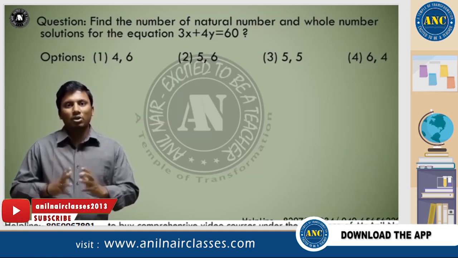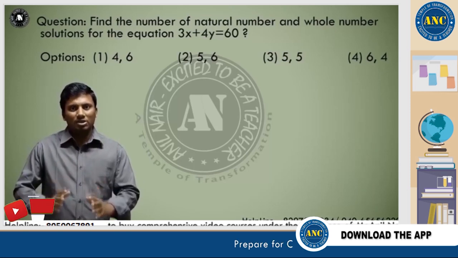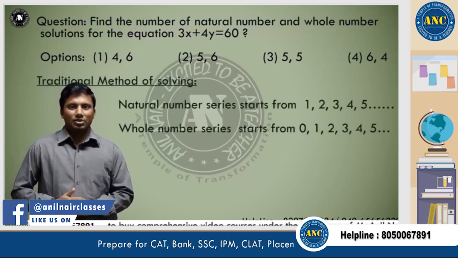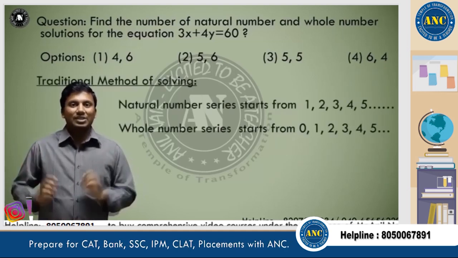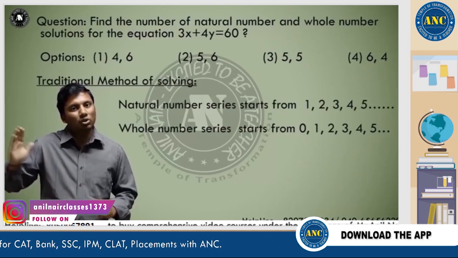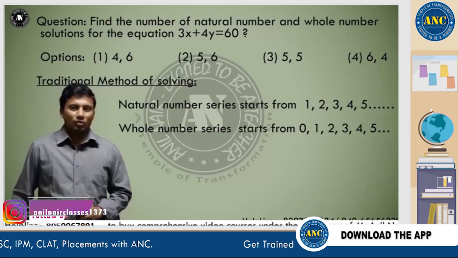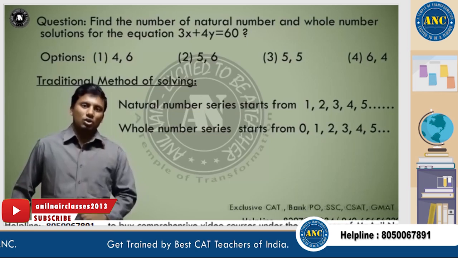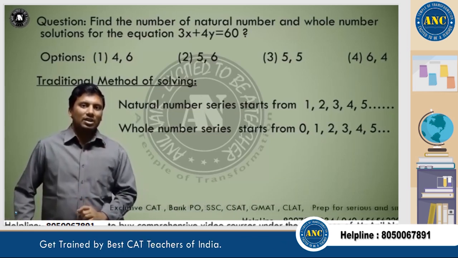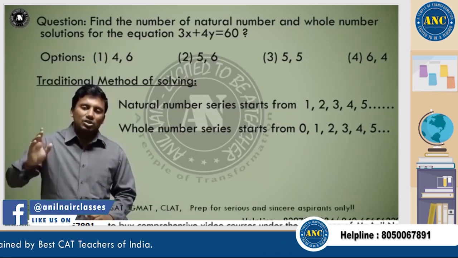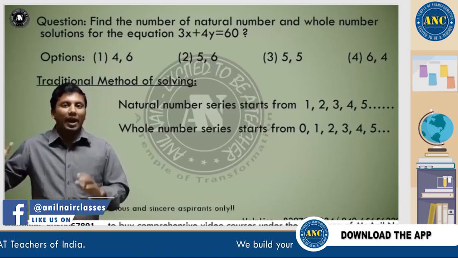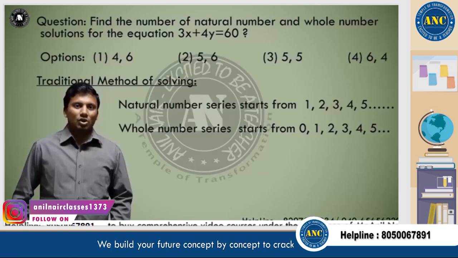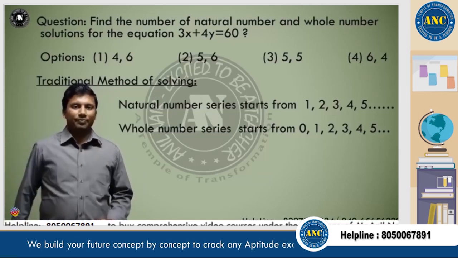Find the natural number solutions. Natural numbers are the numbers which start from 1. So the natural number set is defined as 1, 2, 3 till infinity. Whole number solutions start from 0. So the whole number set is defined as 0, 1, 2, 3 and so on to infinity. Natural numbers will not take 0. Whole numbers will take 0.